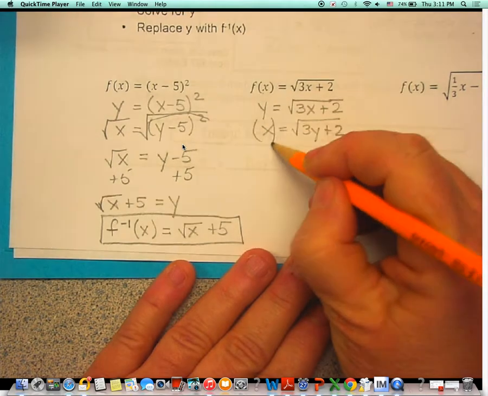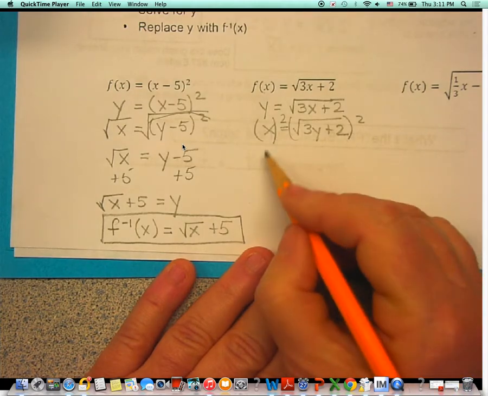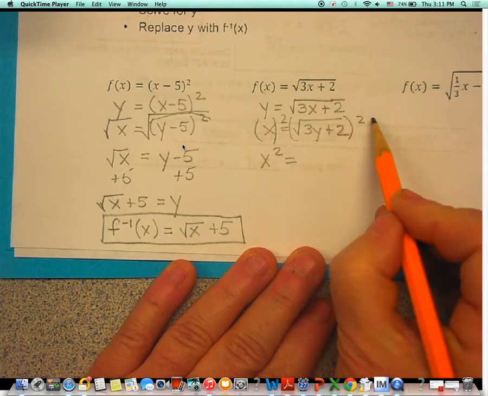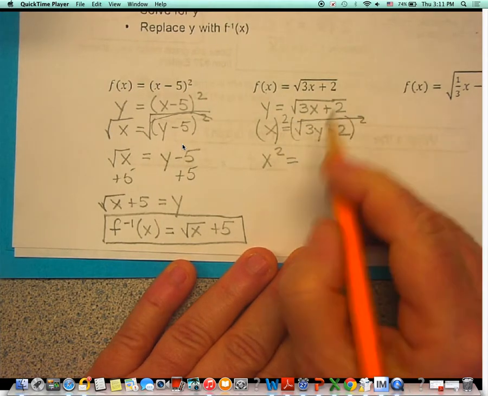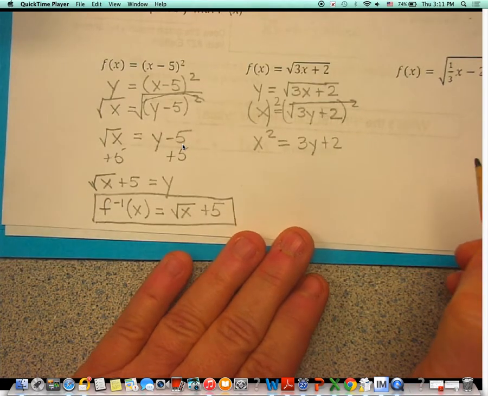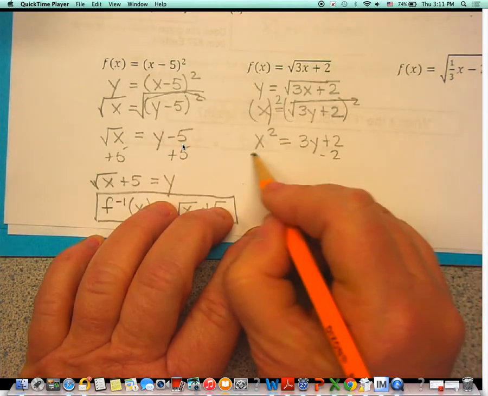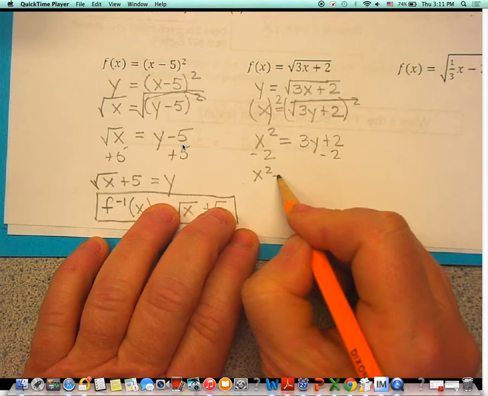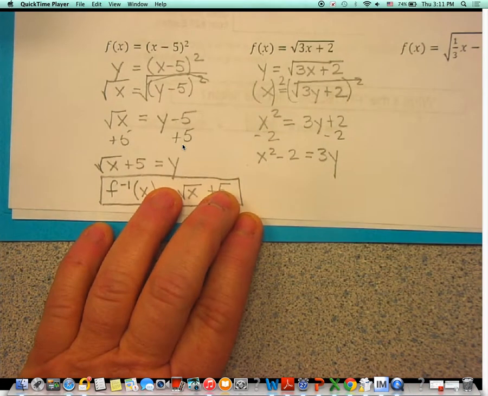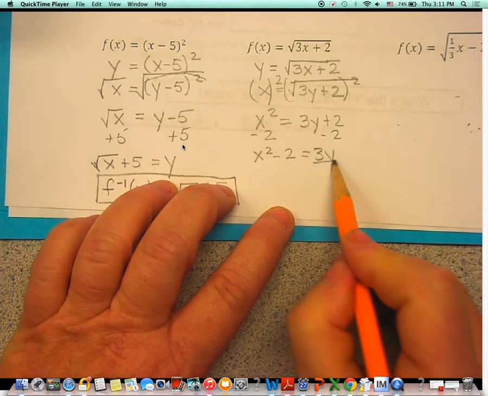So we're gonna square both sides to get rid of the square root. So on the left side, we have x squared, and then we square that square root, they cancel out, and we just have 3y plus 2. Now we still have to get y by itself, so what would be next? Minus 2. Minus 2, good. So x squared minus 2 equals, we're almost there, now what? Divide by 3. Yes. The 3 is multiplying the y, so to undo it, we're going to divide.